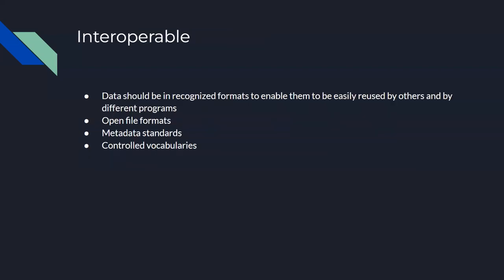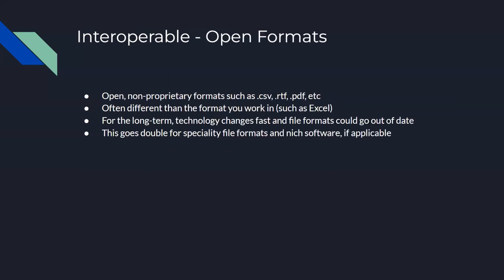And so the third principle I wanted to talk about today was interoperable. Basically what this means is the data should be in formats that make it easy for them to be reused by others and to be used by different programs. There are three ways of making this happen. First is through the use of open file formats, second the use of metadata standards, and third the use of controlled vocabularies. Each of these we'll talk about in a bit more detail.